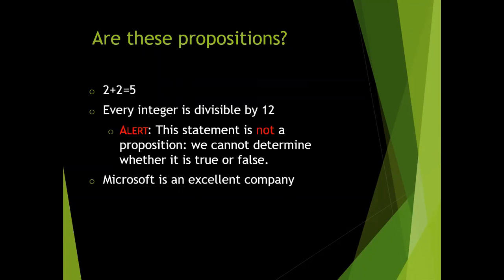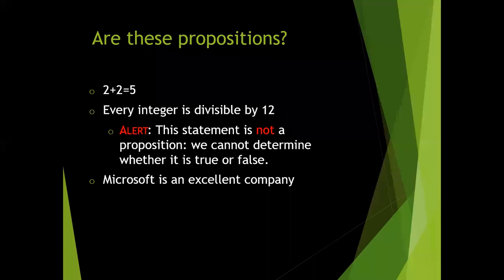Now let's see some examples and try to think about whether it is a proposition or not. Like 2 plus 2 is equal to 4. Or here we have written 2 plus 2 is equal to 5. 2 plus 2 equals 5 is wrong. We can define with certainty that this is wrong. This is false. So we can say this is a proposition.